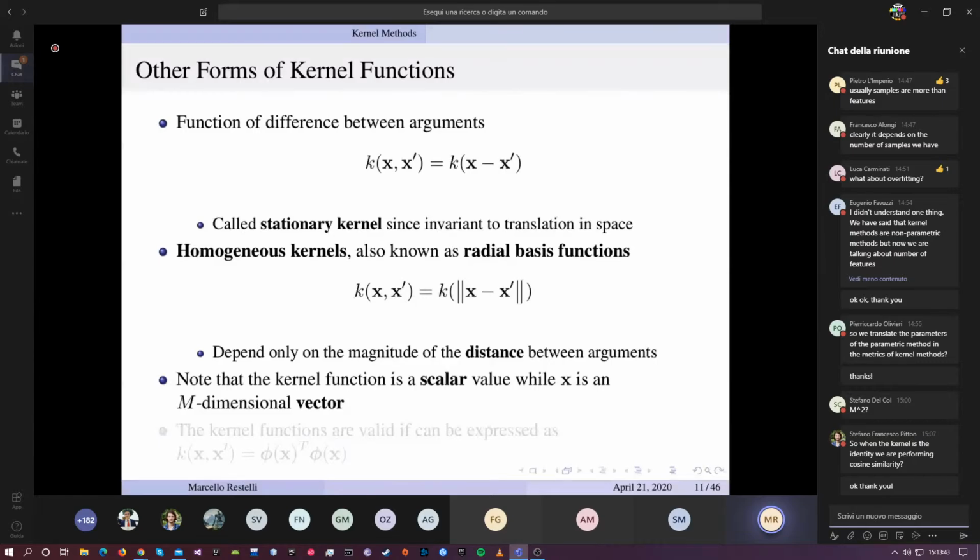Pay also attention that, of course, the input of the kernel function x is a vector of dimensionality m, but the kernel function is a scalar product, and so it is a scalar function. And as we have already said, for a kernel, valid is a very important term. We say that a kernel, a similarity measure, is valid, so can be really used in kernel methods, only if there exists a feature expansion phi that allows you to rewrite your kernel as a scalar product.